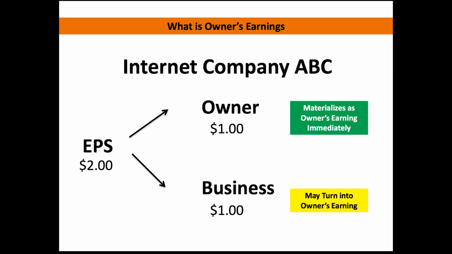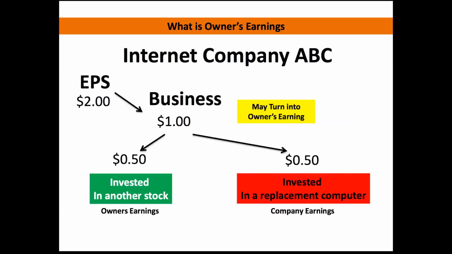So whenever we look at the two directions that EPS can go, that accounting EPS that's at the bottom of the income statement, we know that it can be paid two different directions. We know that it can go to the owner, and when that's paid as a dividend, that materializes as owner's earnings immediately. Okay, we know that that's part of the owner's earnings. Now, whenever we look at the dollar that was invested down in the business, this may or may not turn into owner's earnings. Okay, and that's what we're going to discuss here on this next slide. We're going to focus on that dollar that's going towards the business.